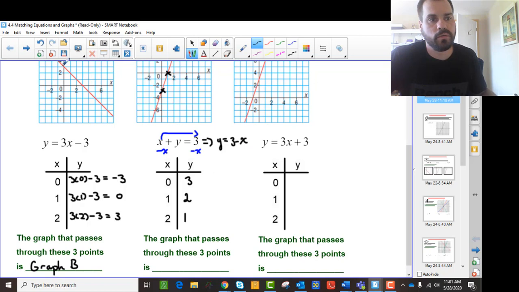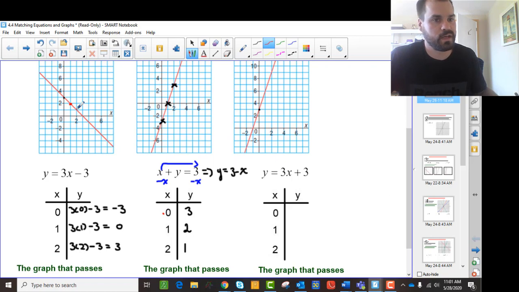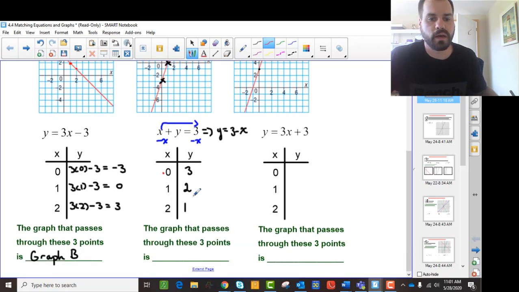You'll notice that 0 and 3 is actually on both of these graphs. So that in itself doesn't tell me which graph it is, but the next point should, because the next point is 1 and 2. On this graph, I'm at 1 and 2. On this graph, I'm at 1 and 6. So that one's not it. And then, of course, just to make sure, we go 2 and 1, does that fit? And it does. So this guy is graph A. And then, of course, by process of elimination, we know this is graph C.